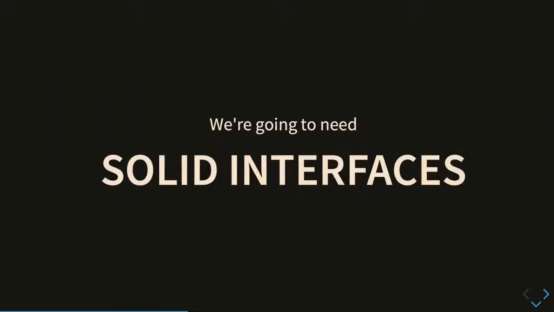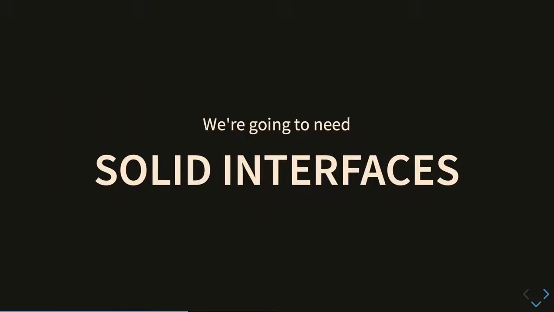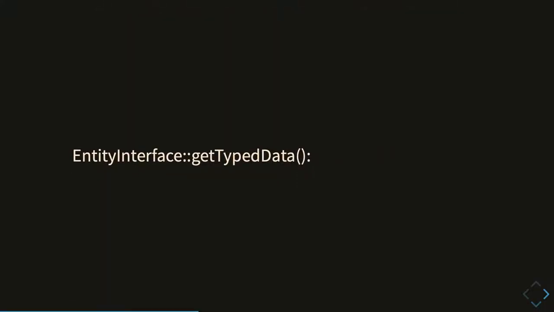That being said, to navigate through all of these dimensions and hierarchies, we're going to need solid interfaces. And Drupal has a lot of these interfaces. So just to scan down an object, here's what we gotta do. First, on the entity interface, there's the getTypeData, because the actual data of an entity does not exist on the entity object itself, it is bridged.